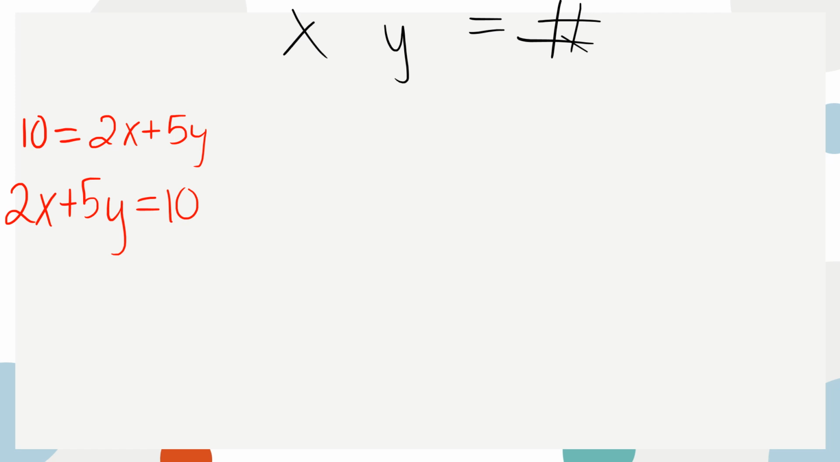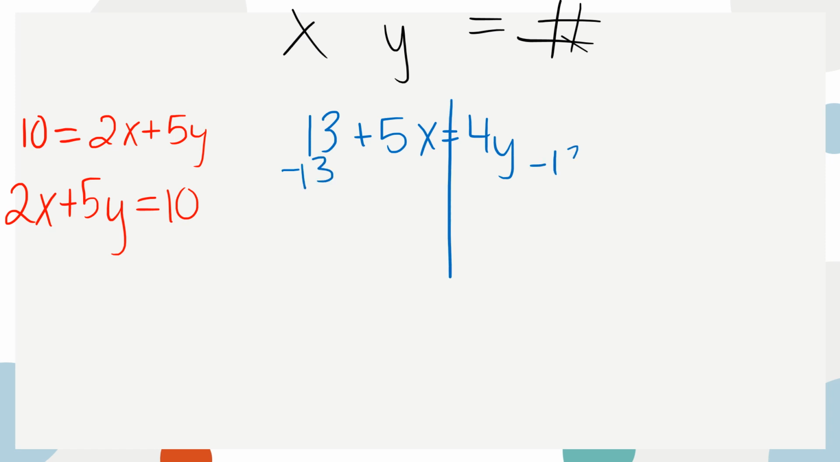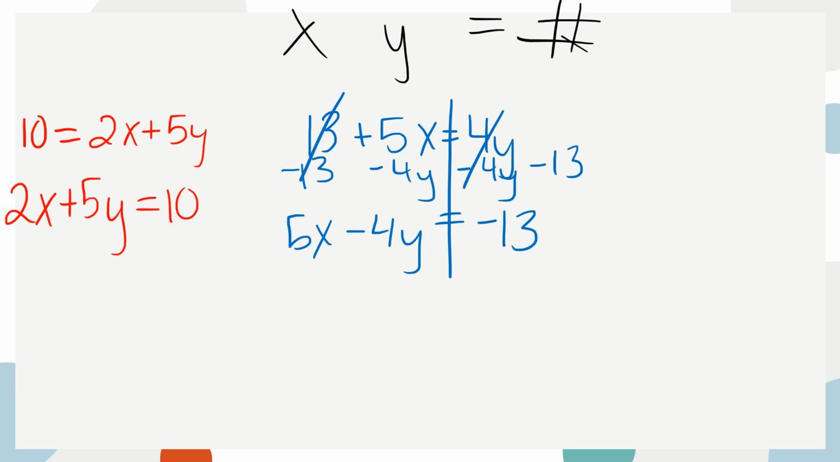Let me also throw out this scenario, as I know you will see this. What if I have the number, then an x, then a y? You might have to move two things. I might have to kick the 13 over, and I might have to kick the y over. So let's see what that looks like then. The positive 5x, we never moved it. The -4y and the -13. You will see this where you have to move two things.